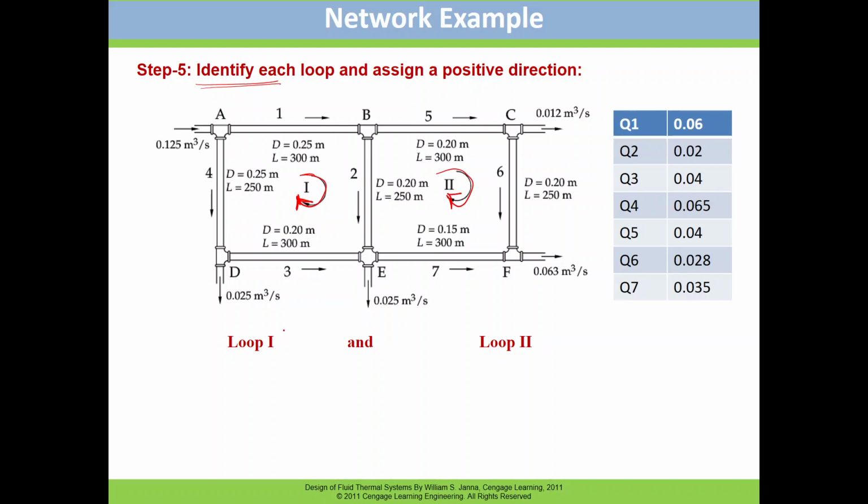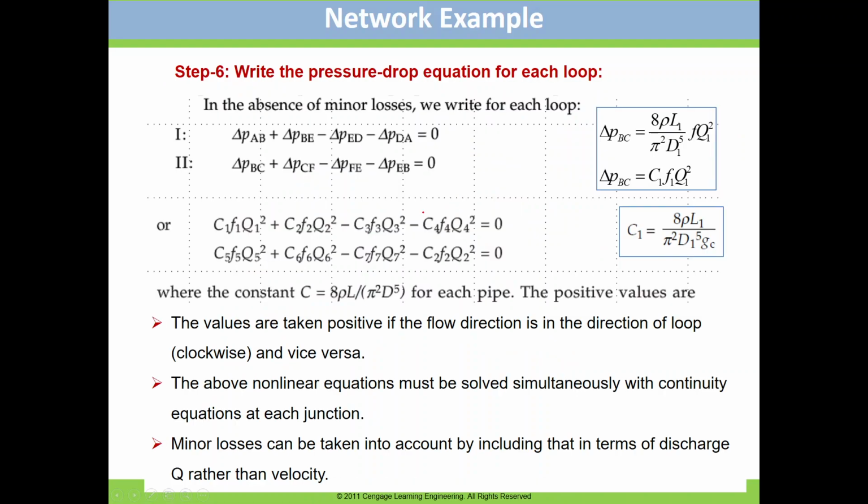So we identified that there are two loops in this system, and we gave the direction clockwise. Now, as step 6, what we need to set up is that in each loop the summation of ΔP is 0. The summation of ΔP equals 0, but this is across the loop. So we can write this for loop number 1 and we can write it for loop number 2.